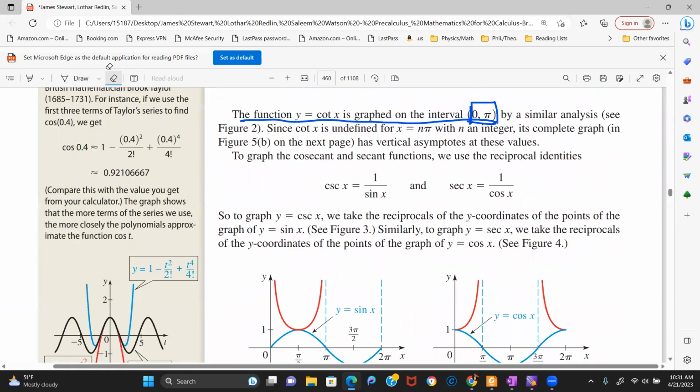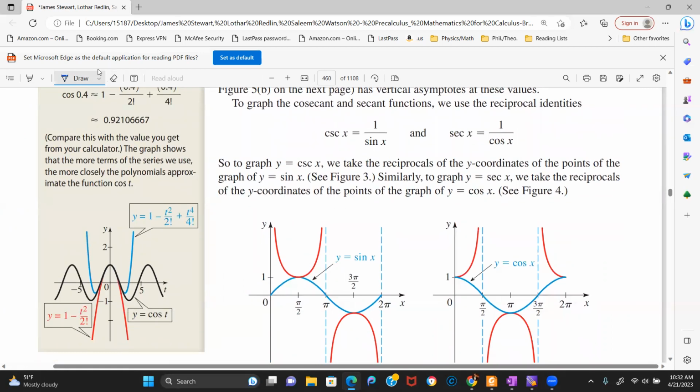As they note here, the cotangent is not defined at multiples of pi. So you're going to have asymptotes at all the numbers of the form n times pi.